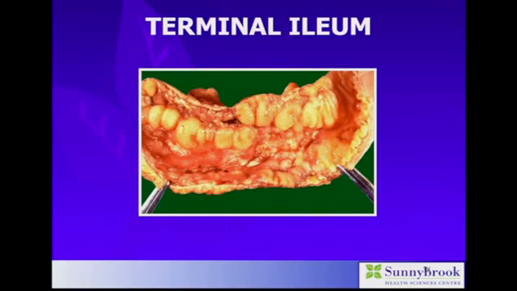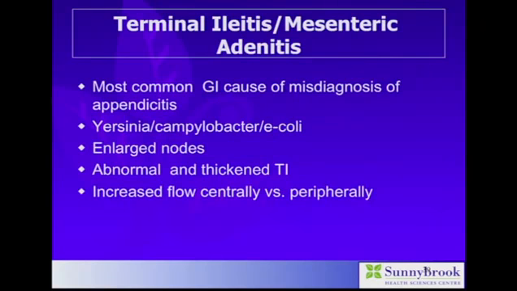We'll move on now to the terminal ileum, which is the most common gastrointestinal cause of misdiagnosis of appendicitis clinically, so we can expect to make this diagnosis on ultrasound in patients who are referred for right lower quadrant pain. Terminal ileitis is caused by infectious agents, particularly Yersinia, Campylobacter, and E. coli. It's characterized by enlarged mesenteric nodes in the adjacent fat, and by an abnormal and thickened terminal ileum, which will often demonstrate increased Doppler flow.